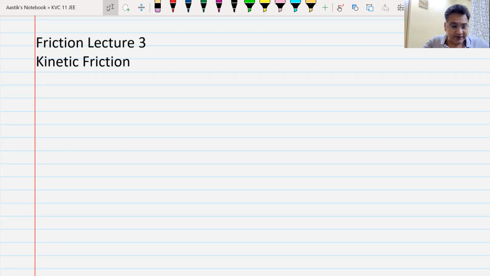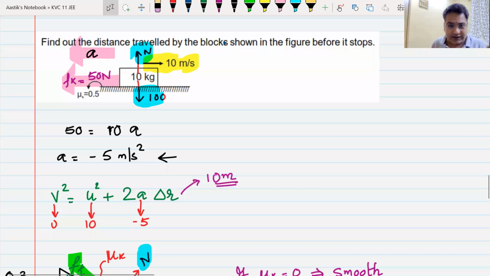In the previous class, we had seen that friction is just another force. It's coming from the contact between the two bodies. It is parallel, and the only thing it does is that it opposes the relative motion. And we had seen what happens with friction. We just have to apply a frictional force Fk, which is equal to mu k into N, and the rest of the question remains exactly similar.